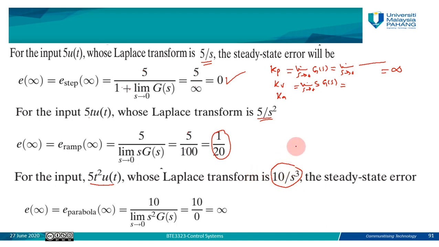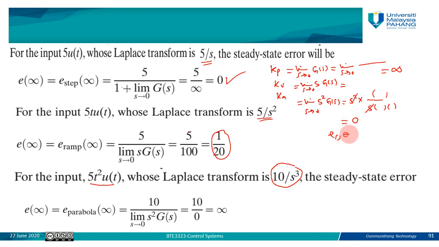Then we find the value of Ka, which is the limit as s goes to 0 of s² G(s). Since you have s², and the system is type 1, you have one s in the denominator, so this s will cancel with one of the s². We still have one s in the numerator, so if s equals 0, the whole Ka will equal 0. So Ka will give you a 0 value.